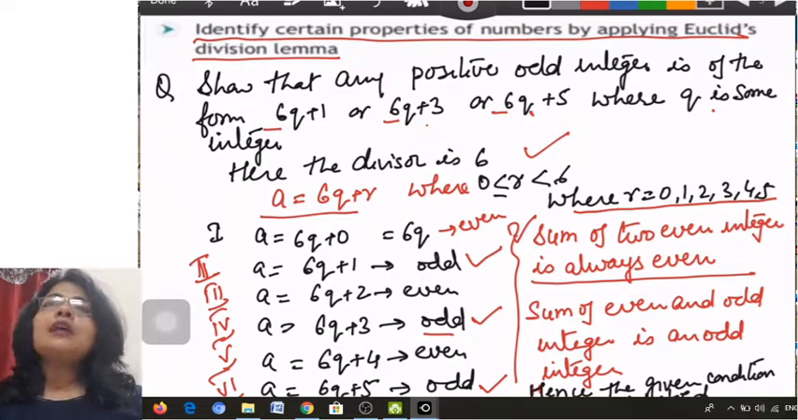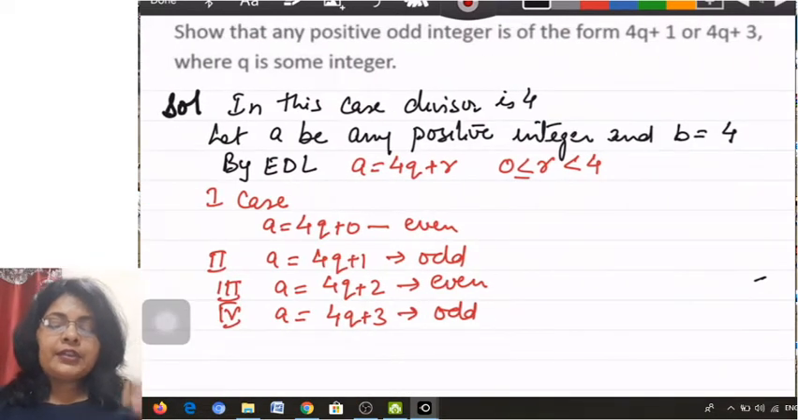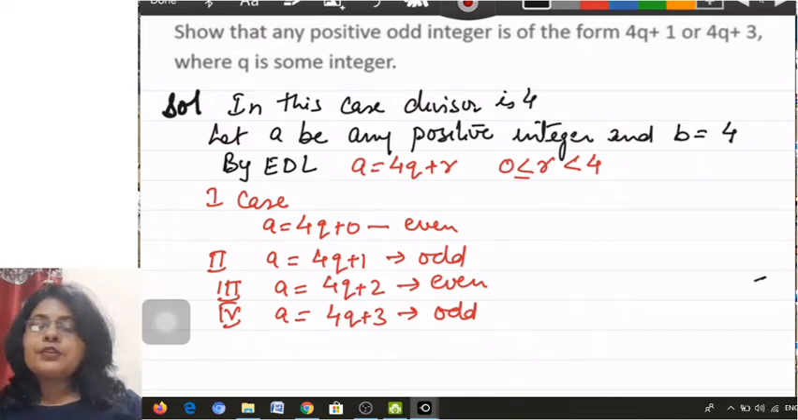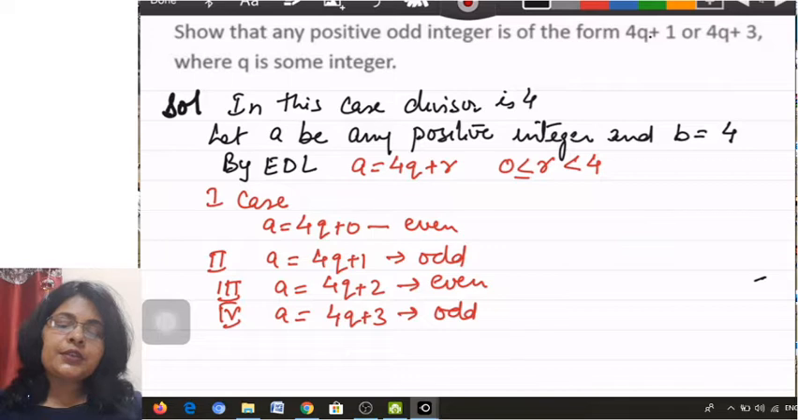I want to discuss some more questions related to this and see what difference it makes. This is the same type of question which I have taken. Show that any positive odd integer is of the form 4q plus 1 or 4q plus 3, where q is some integer. We need not worry about what is given in the heading, whether it is odd or even. We'll just proceed with the same process.